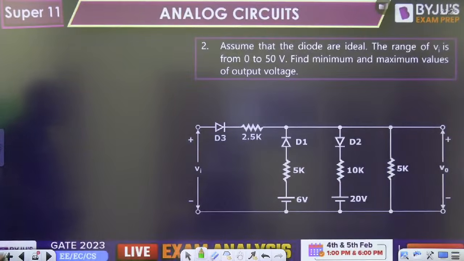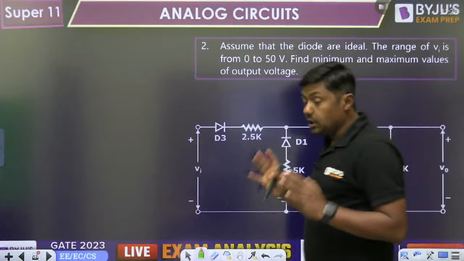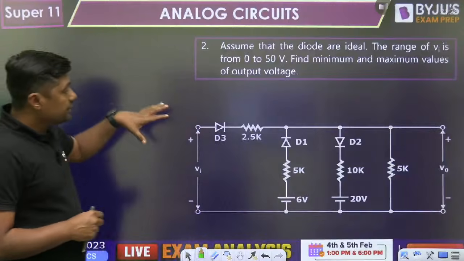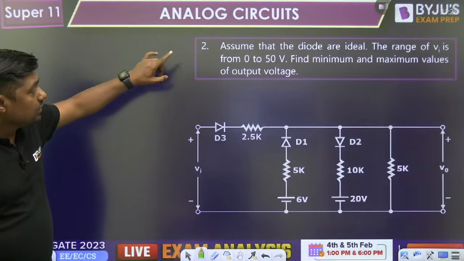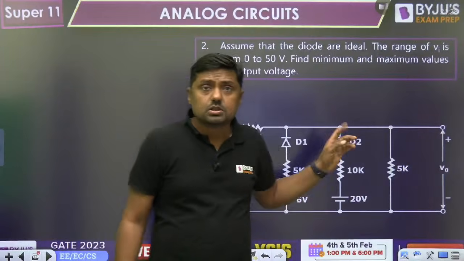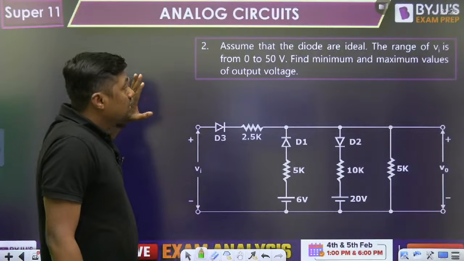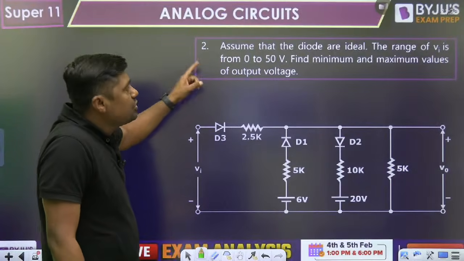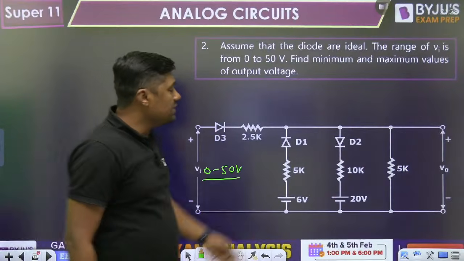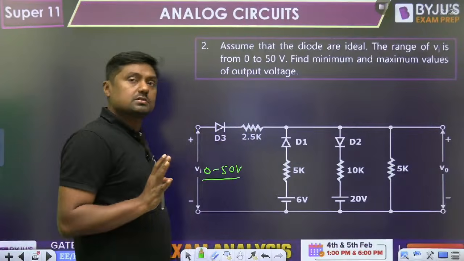Next one. Now, my dear friends, again, that is a standard diagram for a clipper, 3-level clipper, 3 diodes. But what is asked here? Normally, they will not give you the complete explanation of the 3 diodes because it will become very lengthy, but this is a very, very easy question. What is asked here? Assume that the diodes are ideal. The range of VI is from 0 to 50 volt. A 6 volt battery is connected here, a 20 volt battery is connected here. Find the minimum and maximum value of the output voltage. Try to give me the answer.